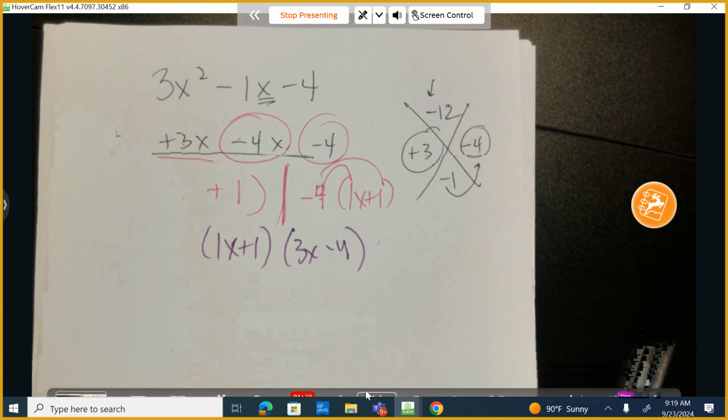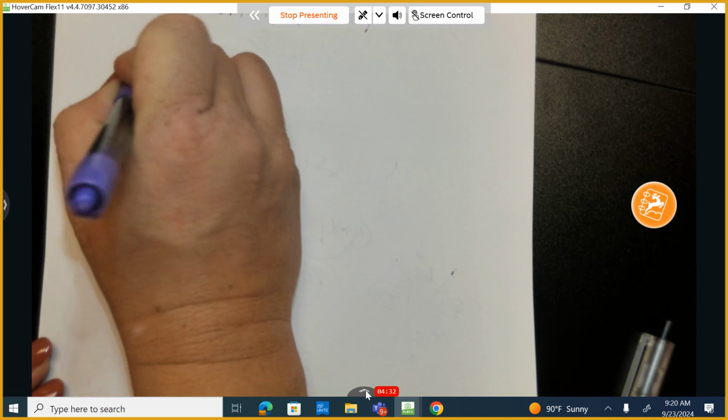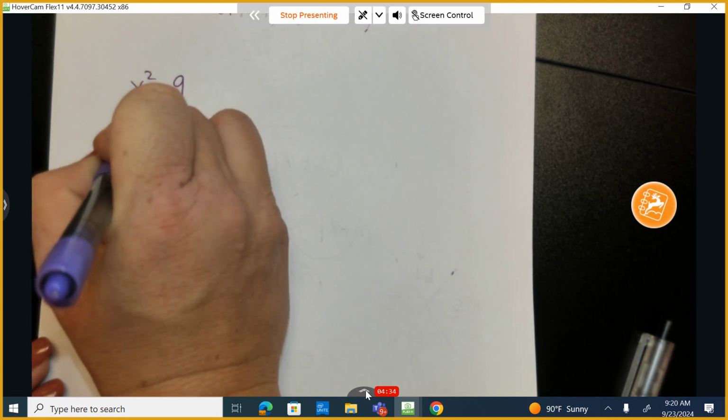Before I get started with these, I do want to review for you difference of squares. So you're welcome to watch these or write these down, totally up to you.